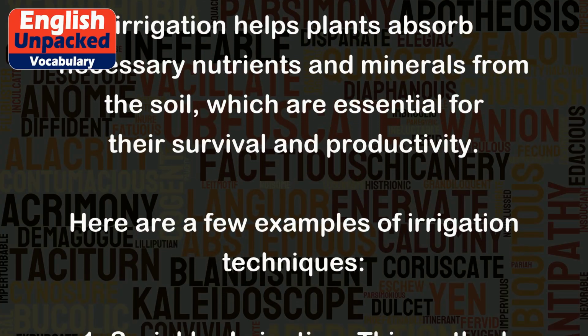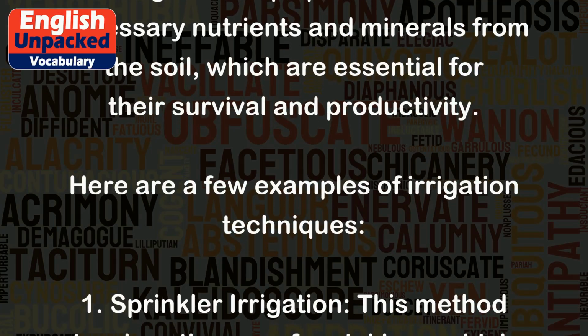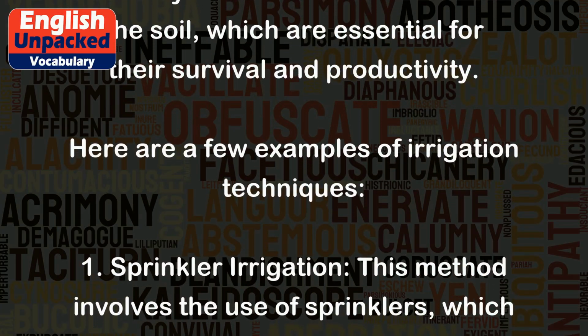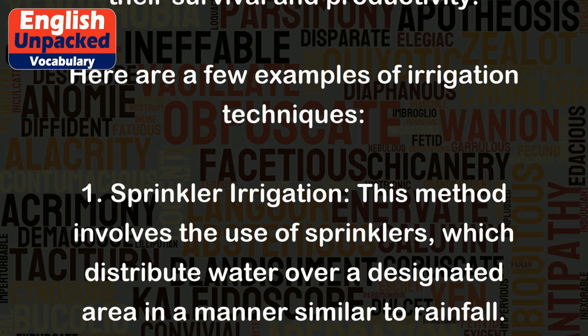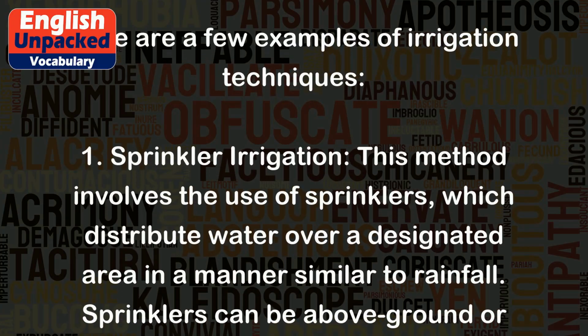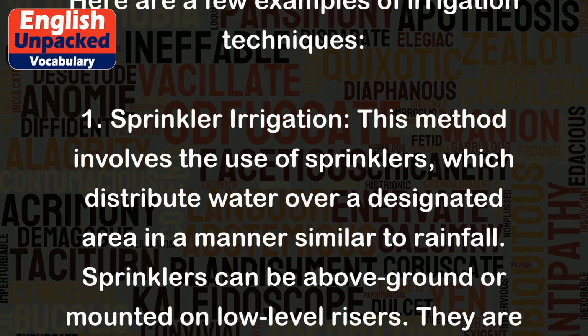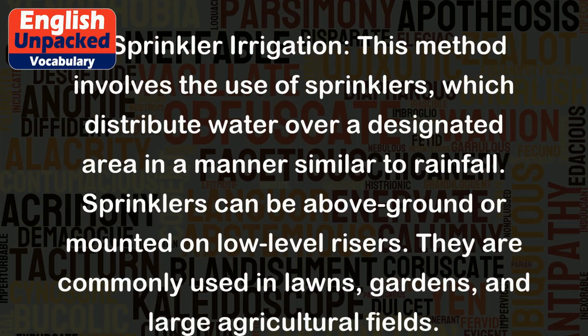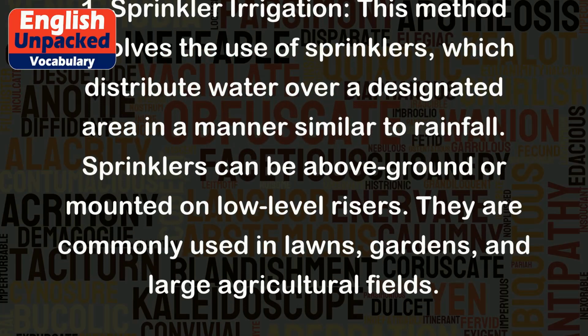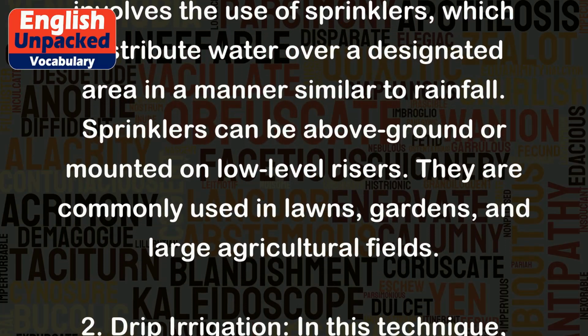1. Sprinkler irrigation. This method involves the use of sprinklers, which distribute water over a designated area in a manner similar to rainfall. Sprinklers can be above ground or mounted on low-level risers. They are commonly used in lawns, gardens, and large agricultural fields.